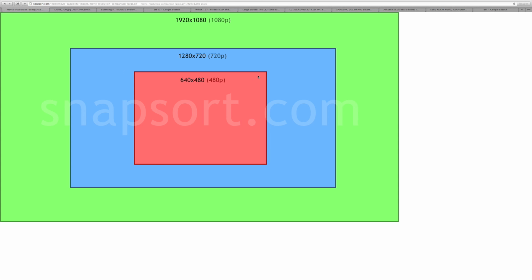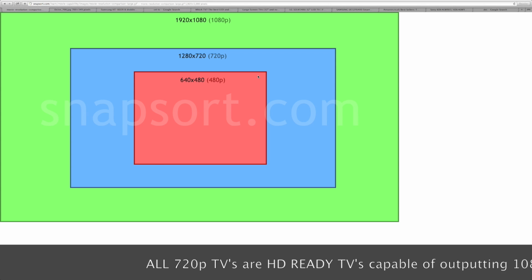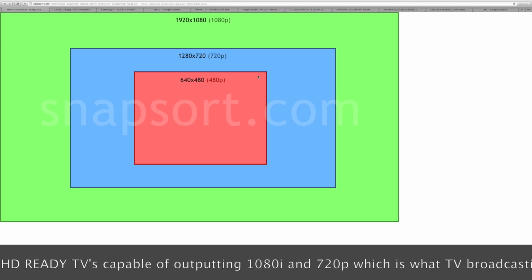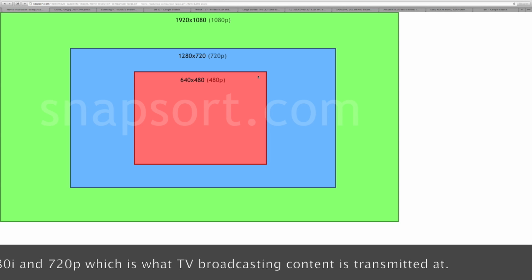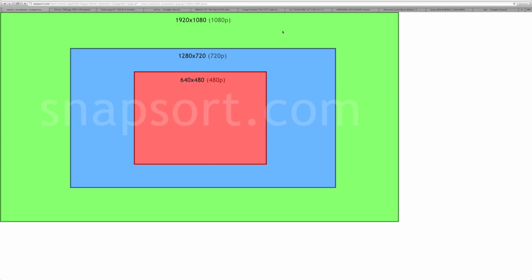HD ready TVs, which is in the blue rectangle, are capable of outputting 1080i, okay? And a lot of sports channels are transmitted in 1080i at 60 frames a second, or 720p at 60 frames a second. And the higher the frame count, the smoother the image. So you can expect that. So if you want to watch sport and you want it in a high frame rate, then an HD ready TV will do that just fine.